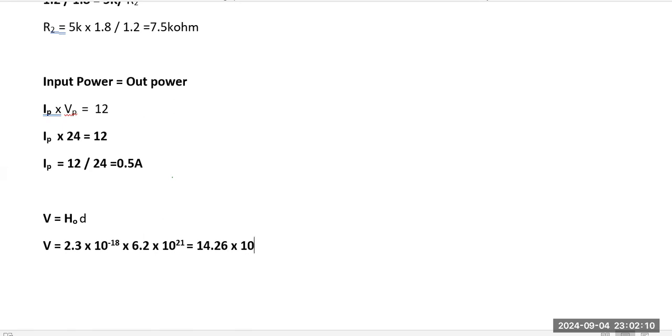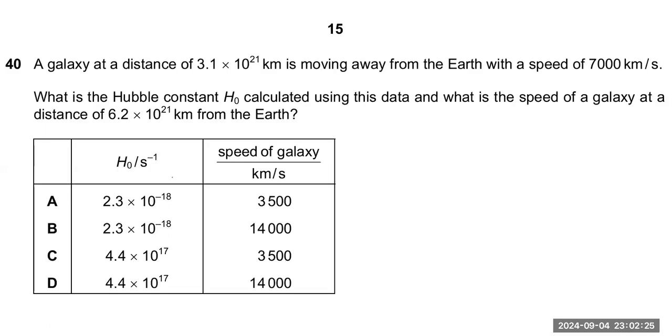It means it will be equal to 1000. So multiply this one, you will get 14.26, about 14,200. So your answer will be around about this one. Okay, so your option is this one.